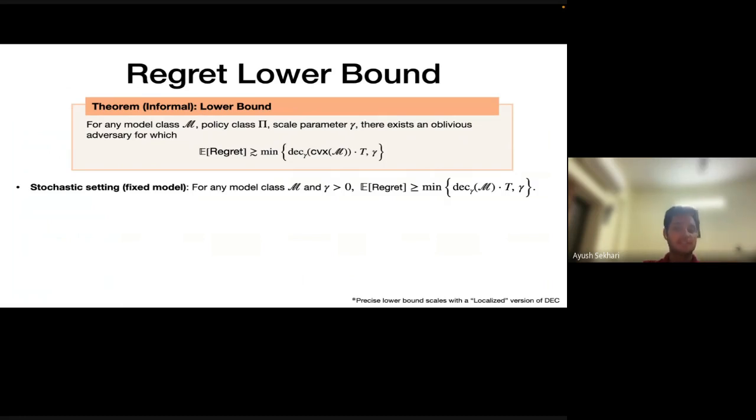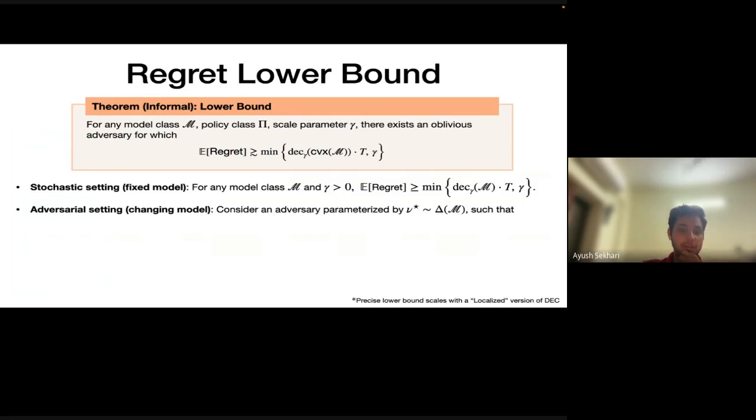So the proof will construct an adversary and invoke this result for the stochastic setting. In particular, in the adversarial setting, consider the following adversary, which is parameterized by a distribution mu star over the model class, such that at every round, the adversary simply samples a model M_t independently from the same distribution mu star and gives the feedback to the learner corresponding to this sample M_t.